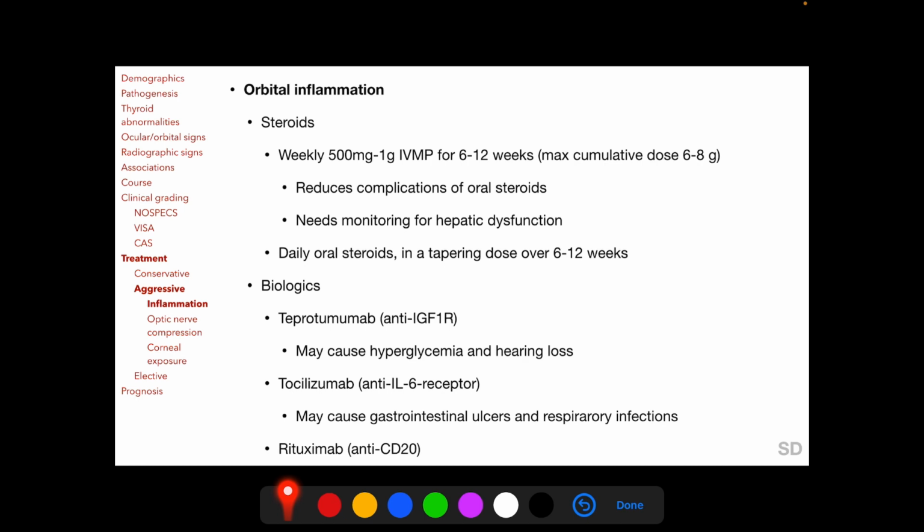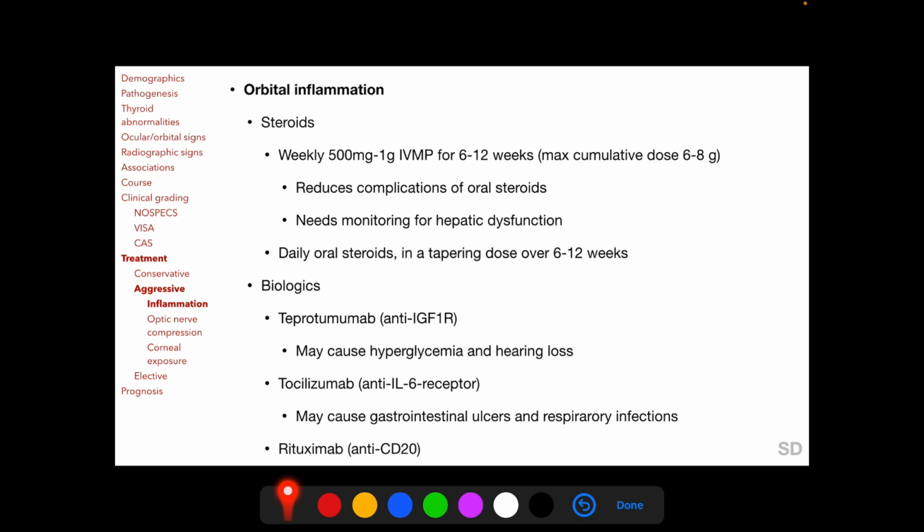And one recommended regimen for steroid therapy is weekly pulse therapy, 500 mg to 1 gram intravenous methylprednisolone for 6 to 12 weeks, with the maximum cumulative dose not to be exceeded being 6 to 8 grams. And this has been shown to reduce complications of oral steroids, but weekly IVMP needs close monitoring for hepatic dysfunction. An alternative regimen is daily oral steroids in a tapering dose over 6 to 12 weeks.